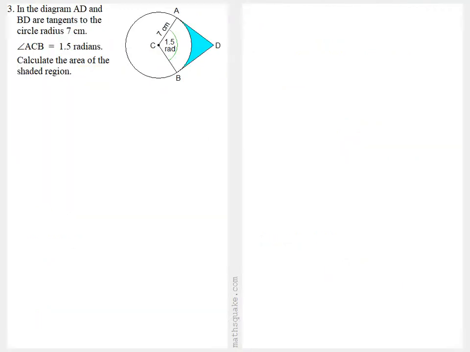Now in question 3, we're given a diagram and we're told that in the diagram AD and BD are tangents to the circle, radius 7 centimetres. We're also told that the angle ACB is equal to 1.5 radians, and we have to calculate the area of the shaded region. Well, let's draw a larger diagram.